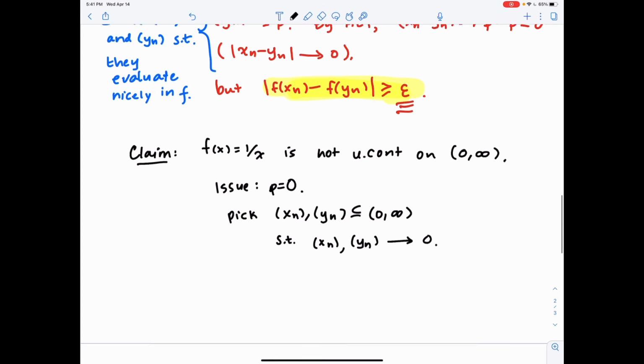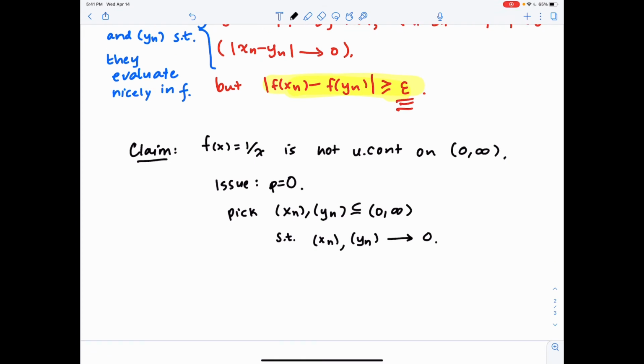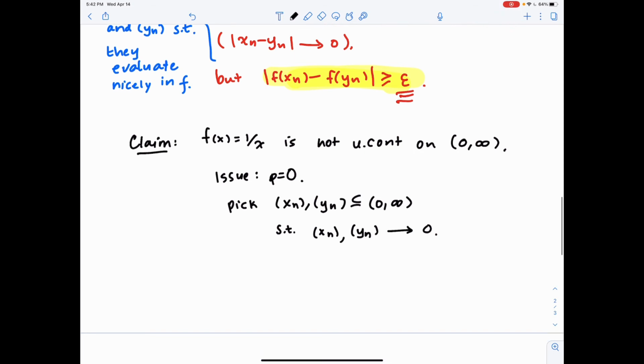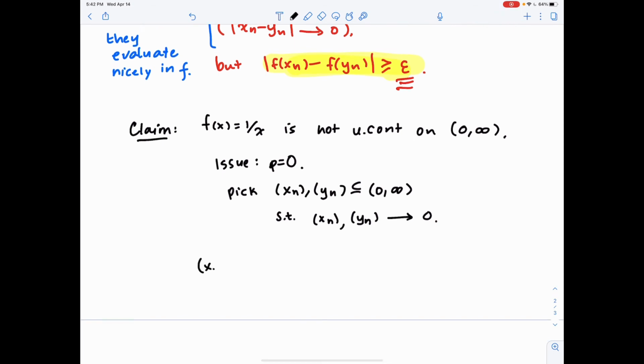And we also want to make sure that these evaluate nicely in our function. Now our function is 1 over x. Whenever you're looking for sequences that go to 0, you should always be considering the prototypical sequences that we have. And so 1 over n is a nice prototypical sequence that goes to 0. And if I plug that into the function 1 over x, it inverts and just an n comes out. So it does evaluate nicely. So we can say, okay, one of our sequences is going to be 1 over n. Evaluates nicely and approaches 0.